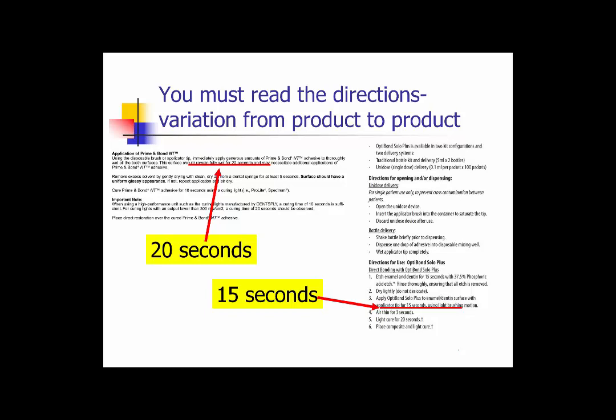And when you read the instructions, there's variation from product to product. For Prime and Bond NT, we allow the adhesive to sit and remain fully wet for 20 seconds. Yet for Optibond Solo Plus, they're telling us to do it for 15 seconds and to use a light brushing motion. And so from product to product, the manufacturers are telling us to use them following their instructions. So we need to know those instructions.